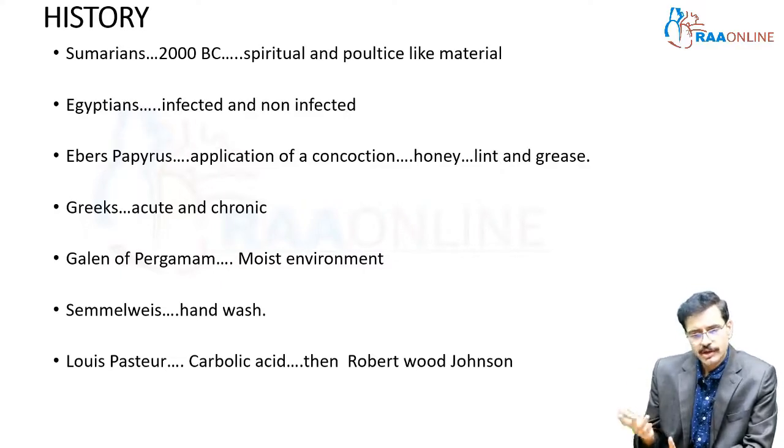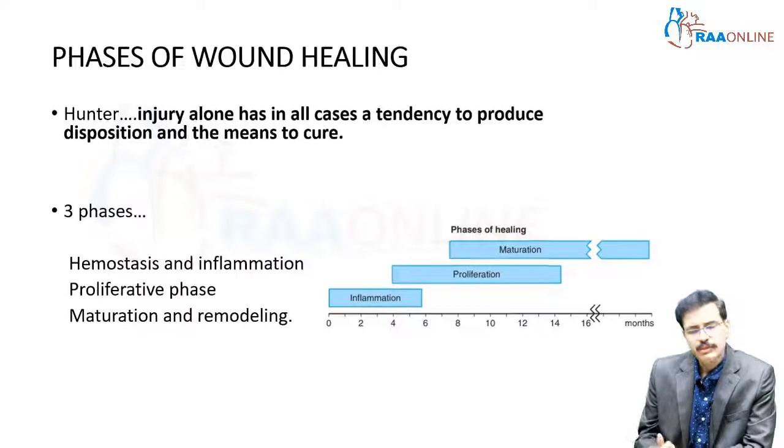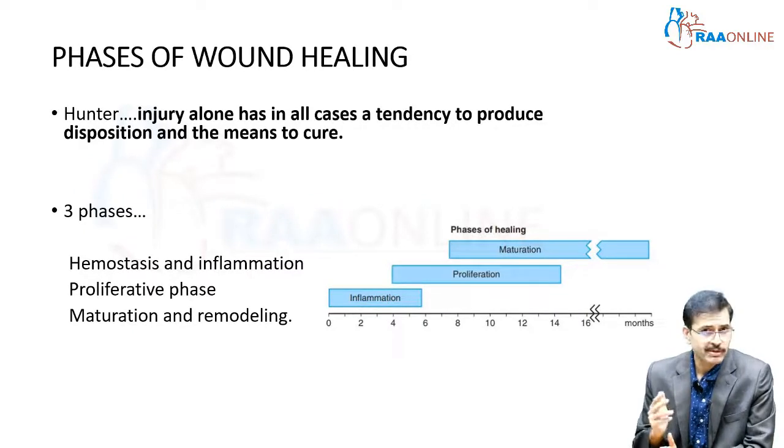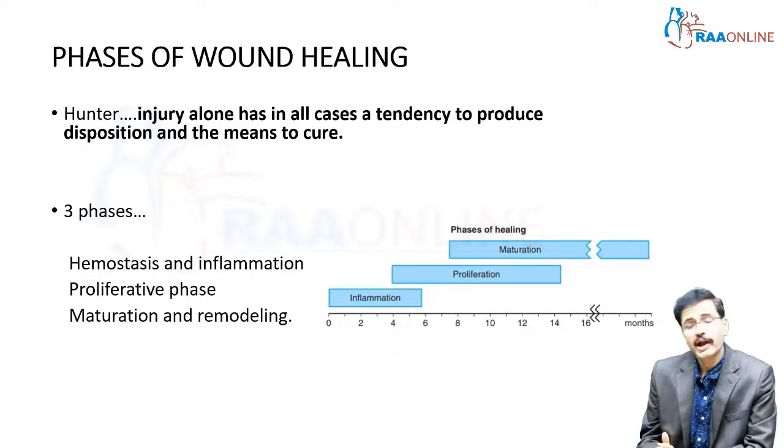So it is very clear cut here that our understanding of antisepsis, or sepsis and wound healing, has been progressively increasing over a period of time, right from the use of incantations to tissue engineering, bioengineering, nanoparticles, etc. Now, Hunter famously documented, injury alone has in all cases a tendency to produce disposition and the means to cure. That is, the body is able to cure any wound that it sustains. All it requires is support and time.